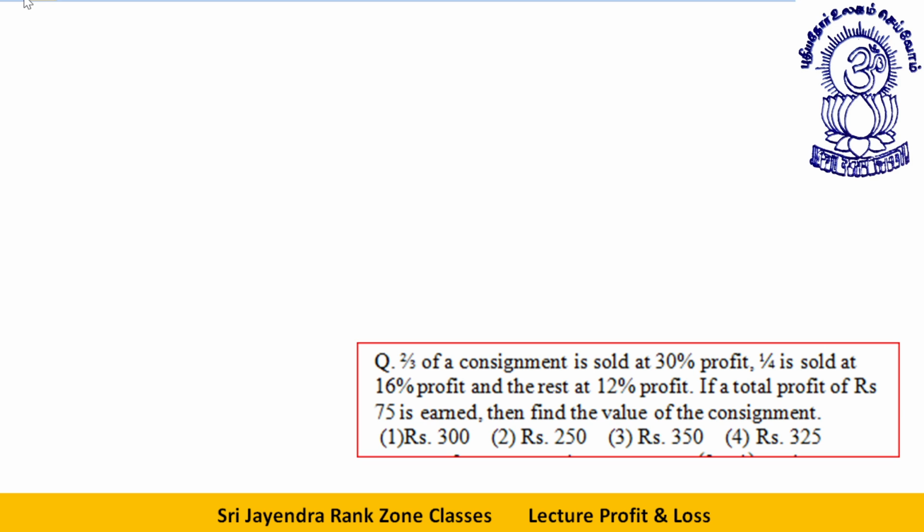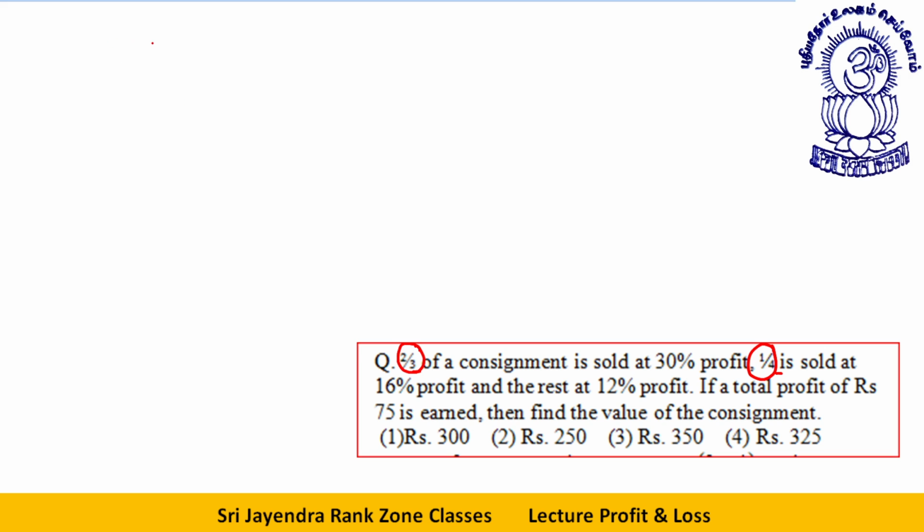The question is: two-thirds of a consignment is sold at 30% profit, one-fourth is sold at 16% profit, and the rest at 12% profit. If a total profit of rupees 75 is earned, then find the value of the consignment. Okay, see, what we will do is we will choose a number of which you can easily find two-thirds. That means the number must be divisible by 3, and also one-fourth, so the number must be divisible by 3 as well as 4.